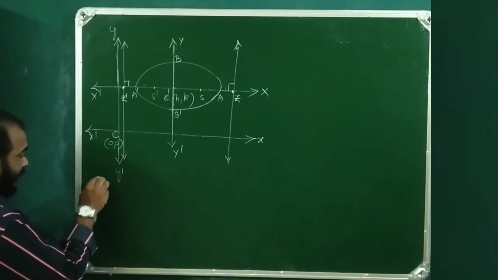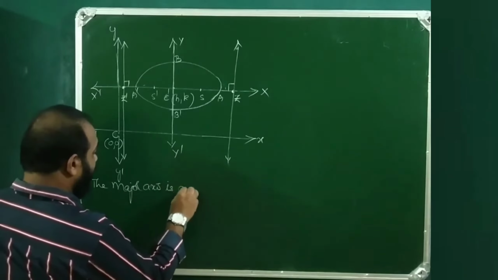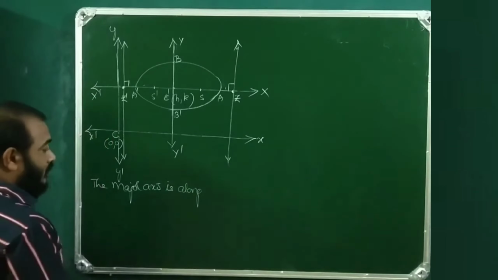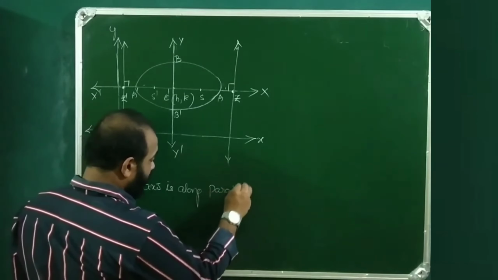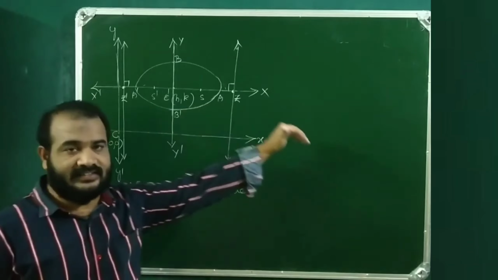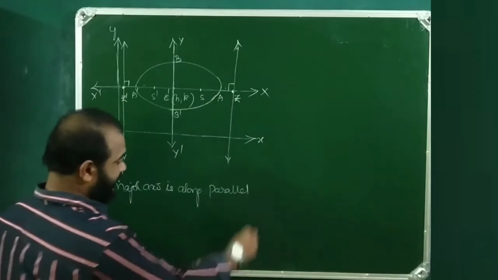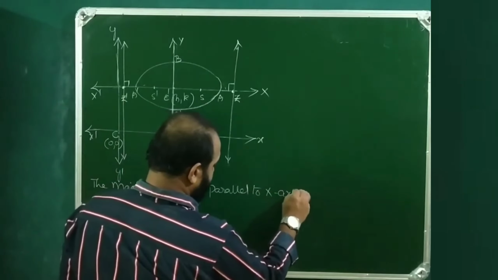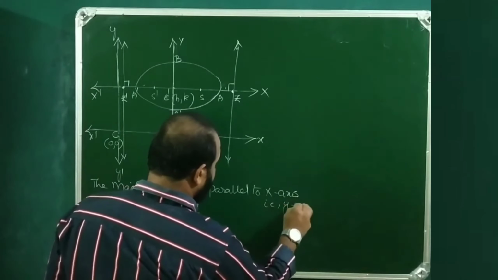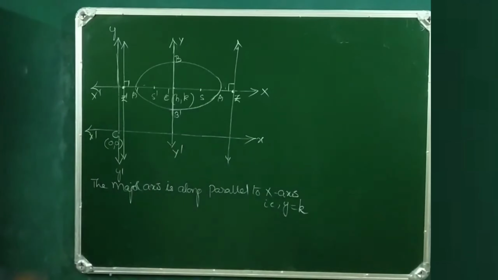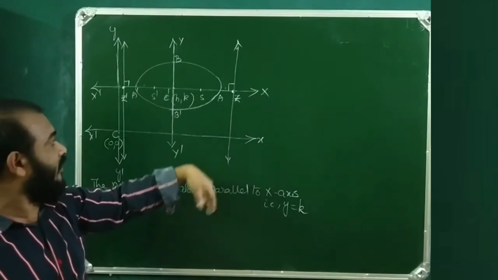So here the major axis is parallel to the x axis. Earlier the major axis is along the x axis. Here the major axis is parallel to the x axis. So that is y is equal to k. Any line which is parallel to the x axis is of the form y equals k.